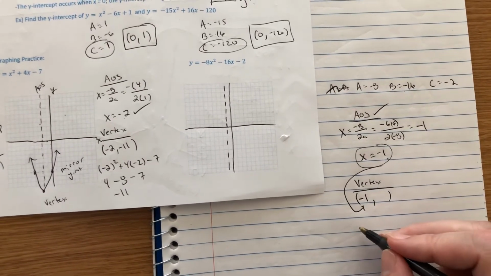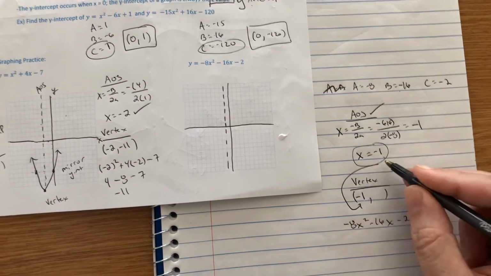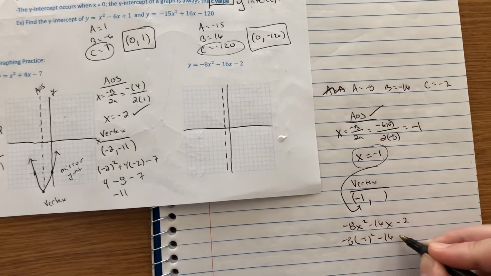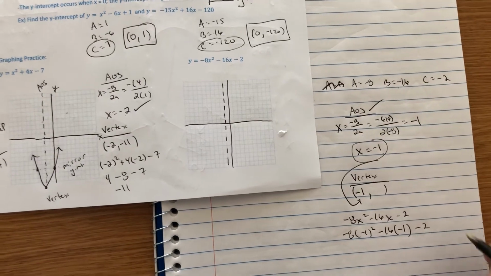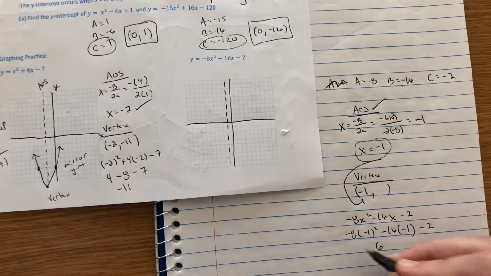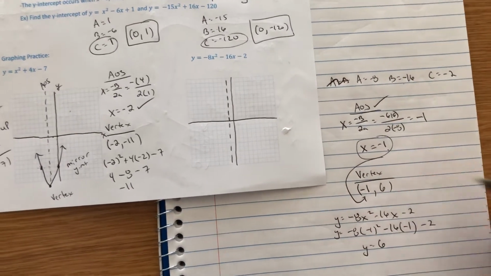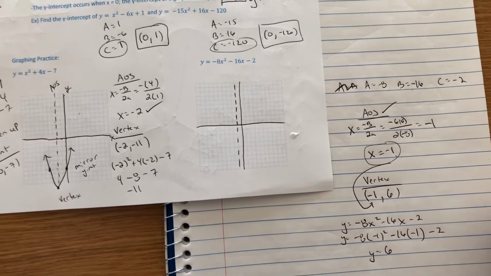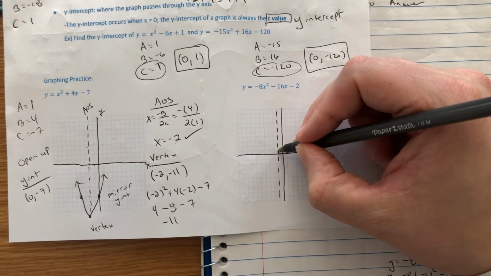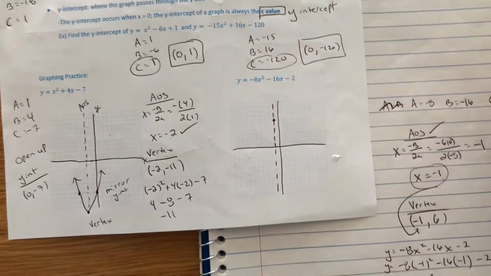We find it by plugging it back in. So here's my equation, and I just plug in that x value. So -1, open some parentheses, -16, open some parentheses. Okay, we type that into our calculator, and we should get 6 as an answer. Y equals 6. We found that y value. So we go -1, 6, and plot our vertex. -1, 2, 3, 4, 5, 6. We got our vertex.